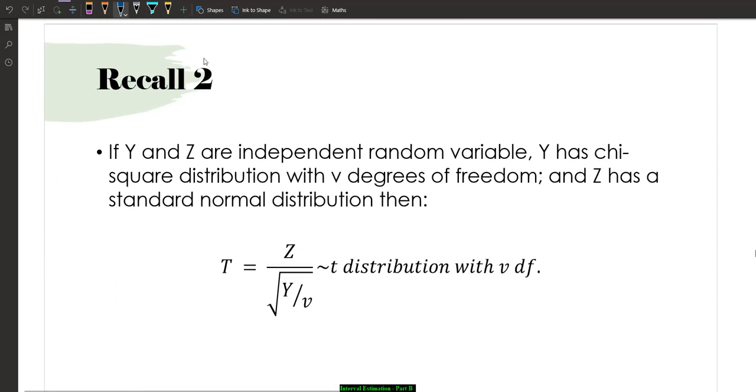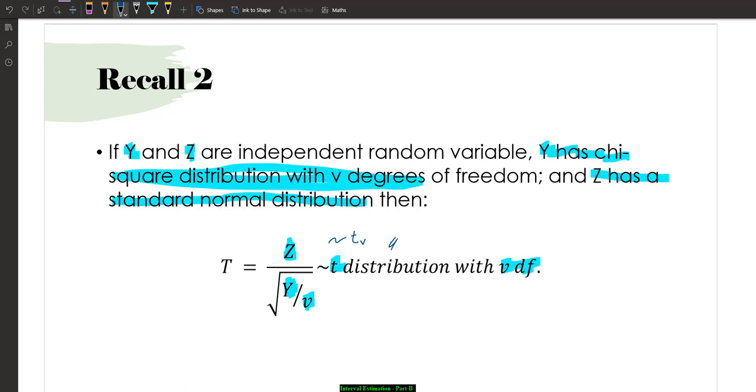And let's recall Theorem 2 in Chapter 1. If y and z are independent random variables, and y has a chi-square distribution with v degrees of freedom, and z has a standard normal distribution, then z divided by the square root of chi-square divided by v degrees of freedom gives the t distribution with v degrees of freedom.